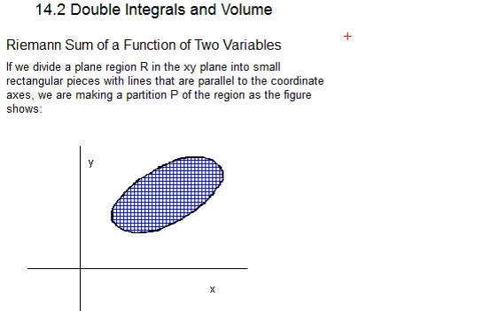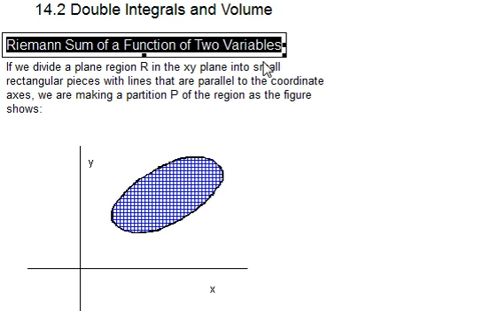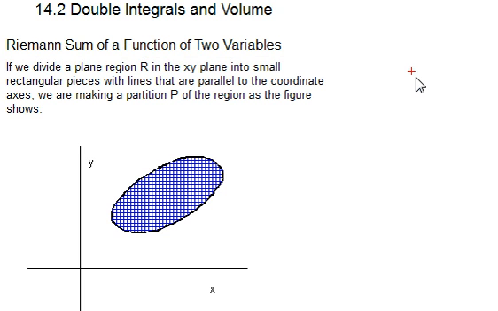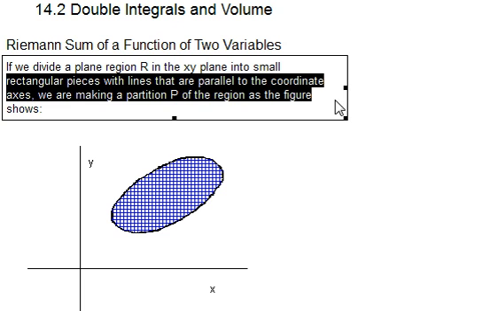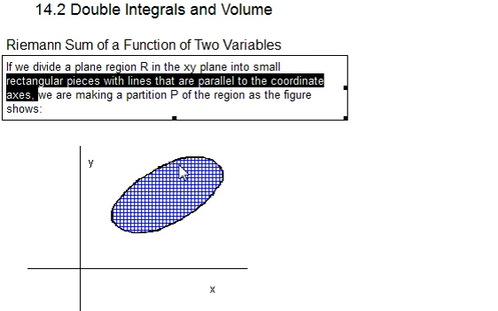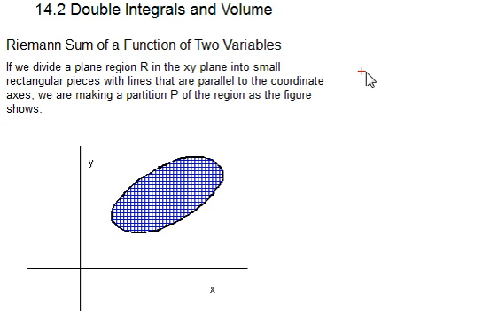So let's talk about a Riemann sum of a function of two variables. If we divide the plane region R in the xy plane into small rectangular pieces with lines that are parallel to the coordinate axes, like I did here with this one, these are little tiny squares. Well, they could be rectangles, we don't know, but we're making a partition of the region as this figure shows.